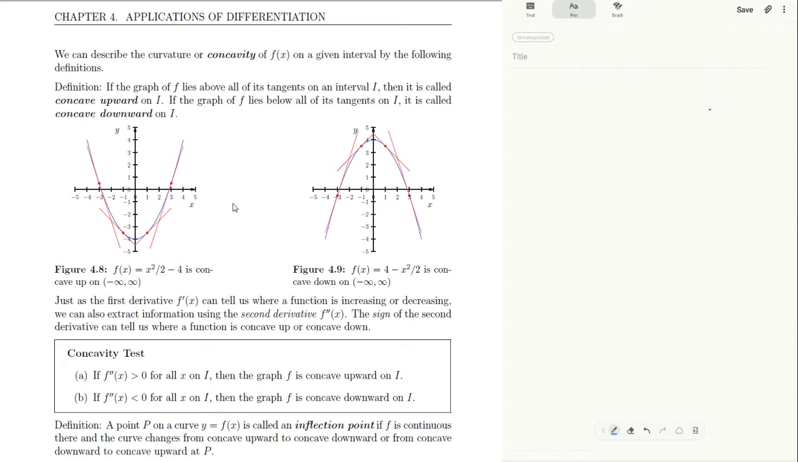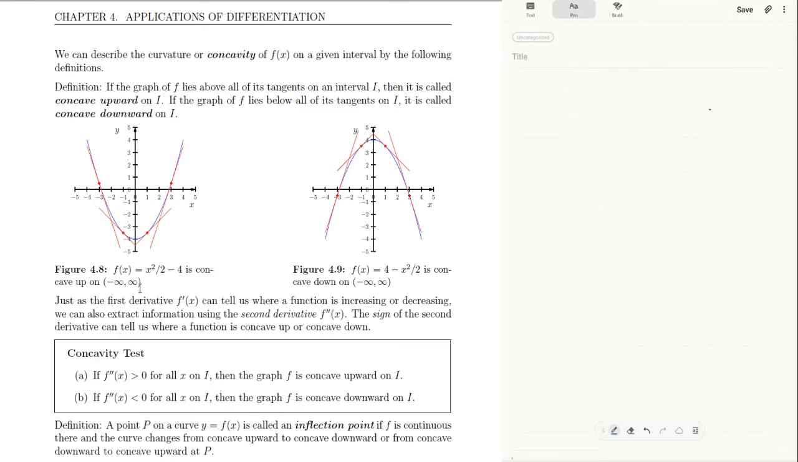And how I like to think about concave up and concave down is with respect to its curvature. So we see that the function is curving upwards on this interval, so it is concave up. And if it's concave down, then we notice that the function is curving downwards on this interval. So how can we determine the concavity of the function?